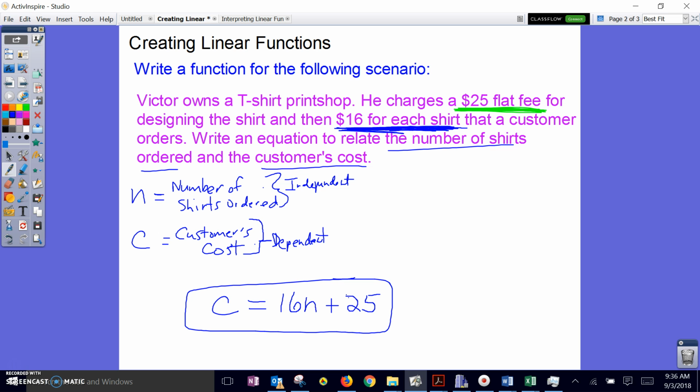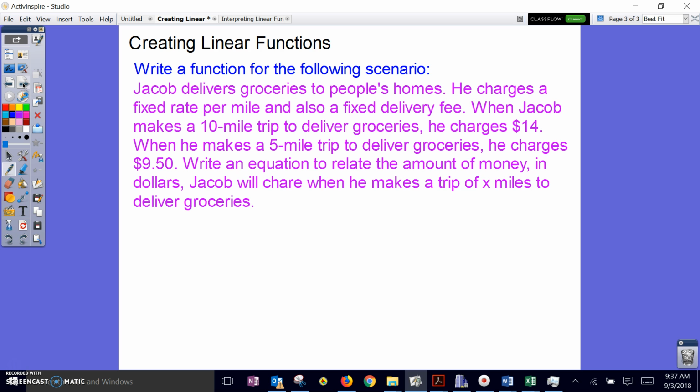Alright, on to example 2 here. We're going to write a function for this scenario. Jacob delivers groceries to people's homes. He charges a fixed rate per mile and also a fixed delivery fee. When Jacob makes a 10-mile trip to deliver groceries, he charges $14. When he makes a 5-mile trip to deliver groceries, he charges $9.50. Write an equation to relate the amount of money in dollars Jacob will charge, so that Y there, when he makes a trip of X miles to deliver groceries.